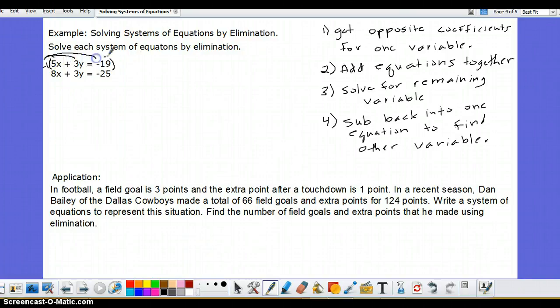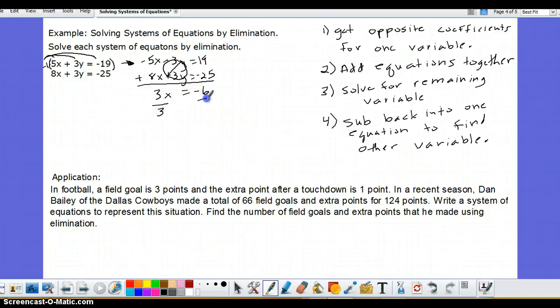So when I multiply by negative 1 all the way across, negative 1 times 5 is negative 5x. Negative 1 times 3 is negative 3y. Negative 1 times negative 19 is positive 19. We didn't touch the bottom one. Sometimes you might have to, but this time I didn't. So I add together. Negative 5 plus 8 is 3x. Negative 3 plus 3 is 0. 19 plus negative 25 is negative 6.